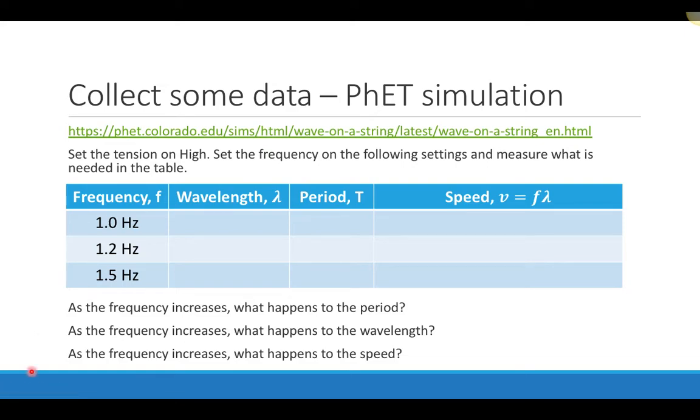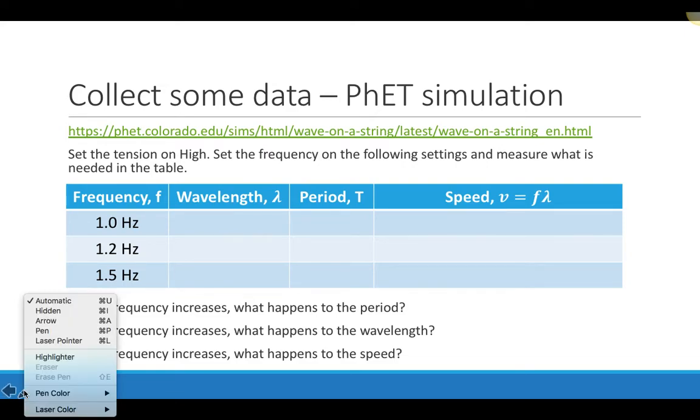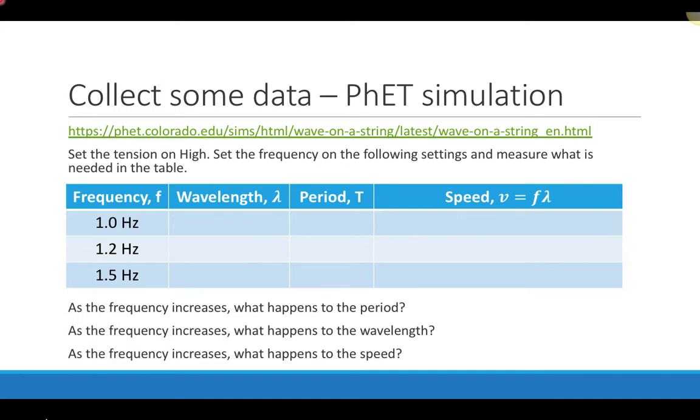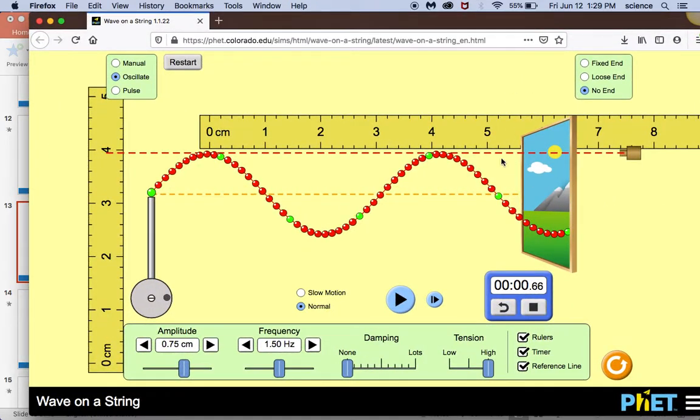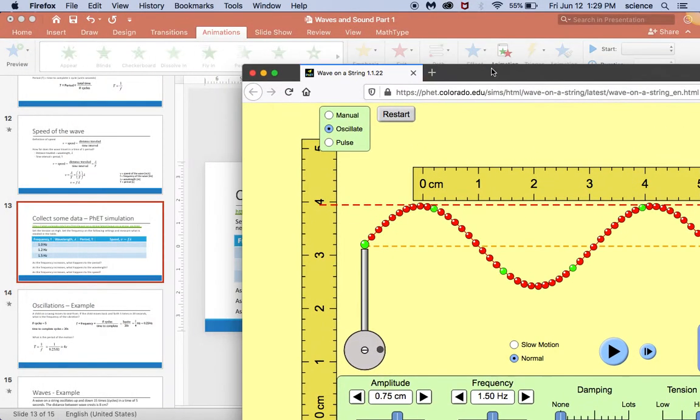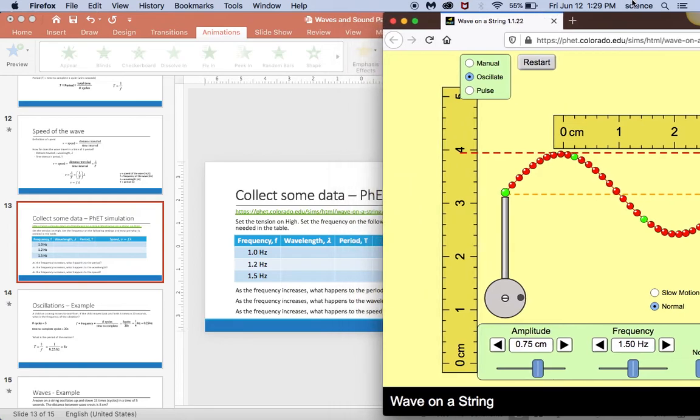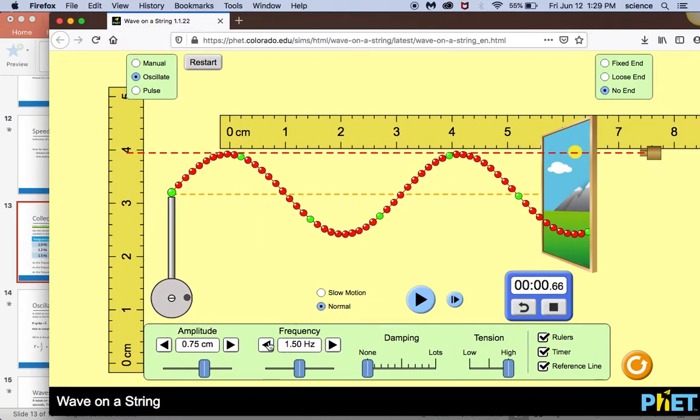So I am going to go out of this, and let's open up the PhET simulation, and we will adjust it according to our description. So we want to set the frequency at 1 hertz.